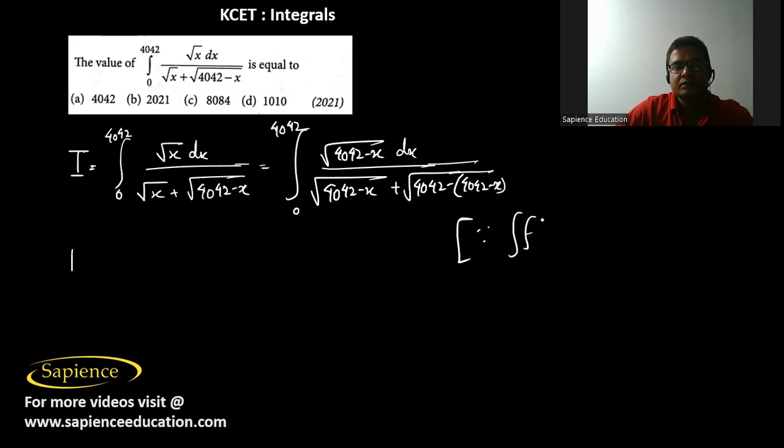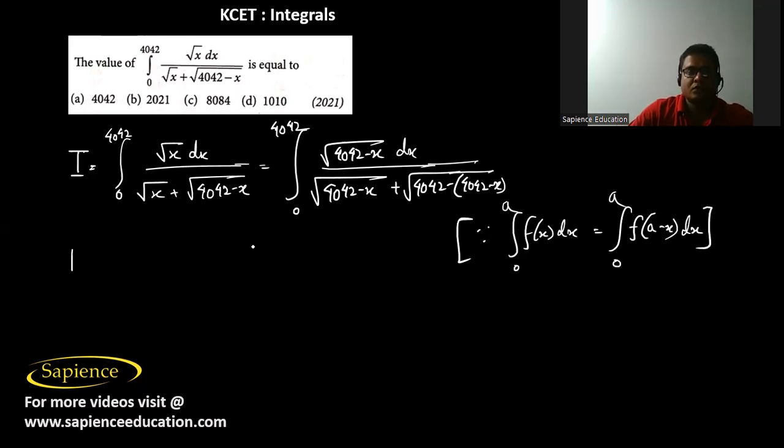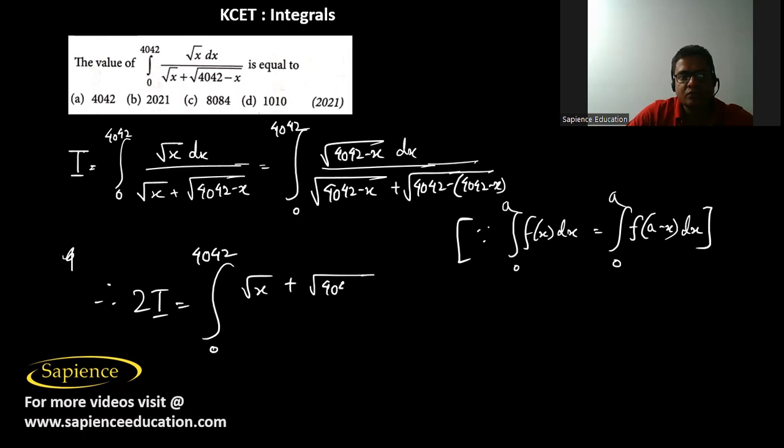Since why? Since we know that the integral of f(x) dx from 0 to a can be written as the integral of f(a minus x) dx from 0 to a. So therefore the integral I, this is also I, so if we add them, we will get 2I. 2I will be equal to the integral from 0 to 4042 of (root x plus root of (4042 minus x)) dx divided by root of (4042 minus x) plus root x.